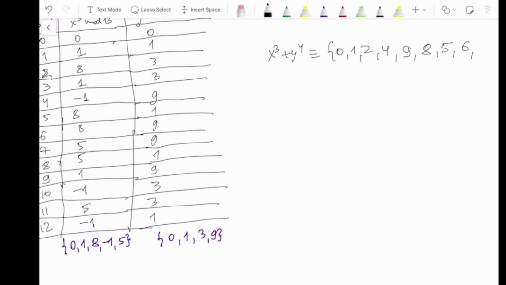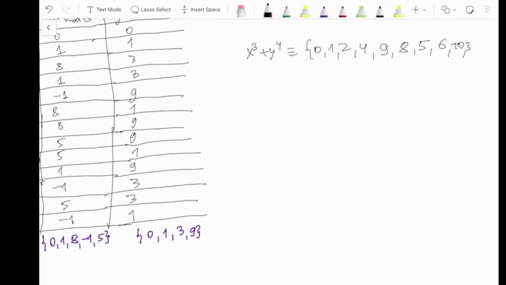8 plus 9 equals 17, which will give us 4. I think it will be also, okay, there should be 10. 6, 5. Do we have 3? Yes, we have 3. And I think that's it. Yeah, that should be it.